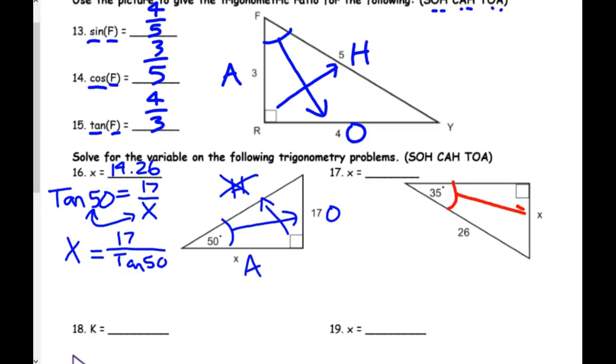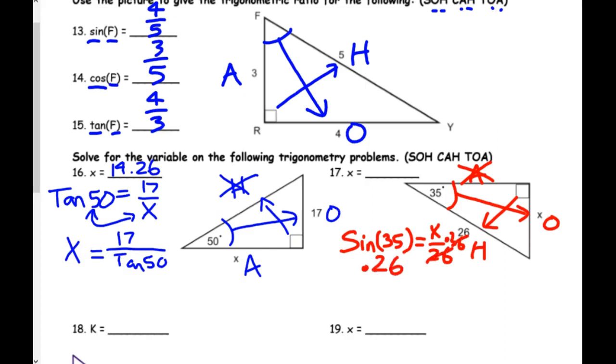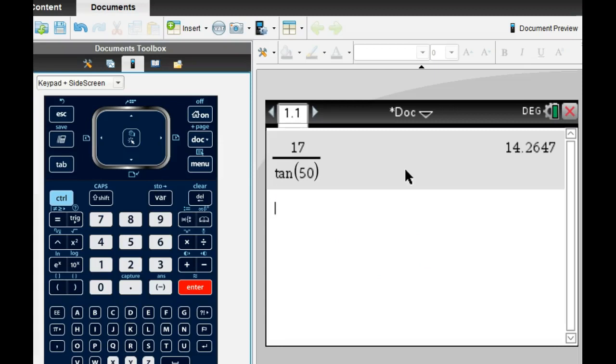Okay, so let's label O, H, and A. I don't need A, there's nothing there, so OH is SOH. For sine, sine 35 equals O over H. When X is on top, to get rid of the divided by 26, I do times 26. Times 26 cancels out over here. Sine 35 times 26 is 14.901.